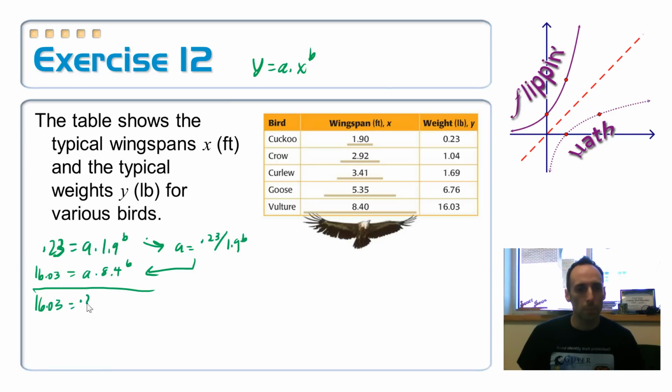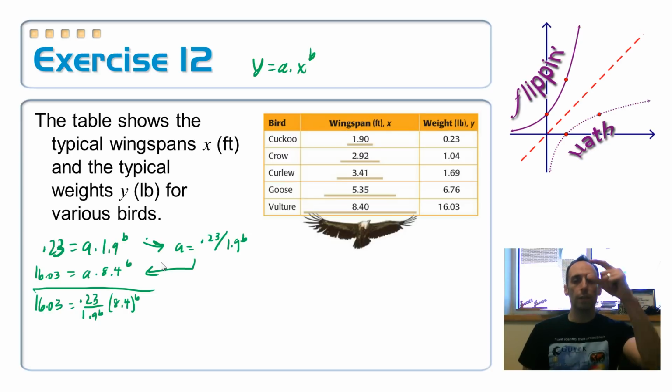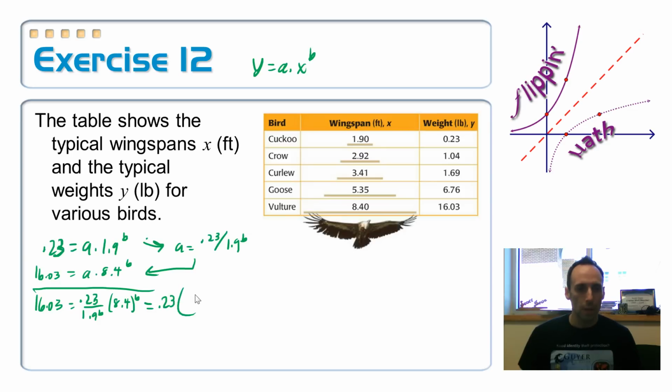I took the a out and put 0.23 in its place, divided by 1.9 to the b times 8.4 to the b. Both of the ones that have b as the exponent, let's bring those out in a set of parentheses, so 0.23, and bring the exponent out, so 8.4 divided by 1.9, all this raised to the b. So I'm going to divide by the 0.23: 16.03 divided by 0.23 is equal to 8.4 divided by 1.9, all of this raised to the b power.